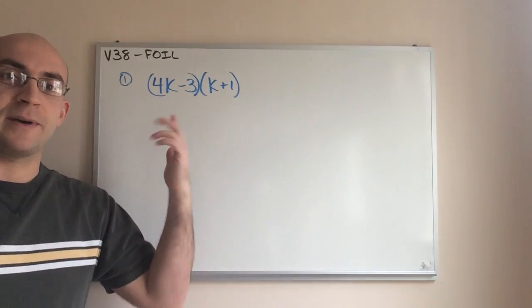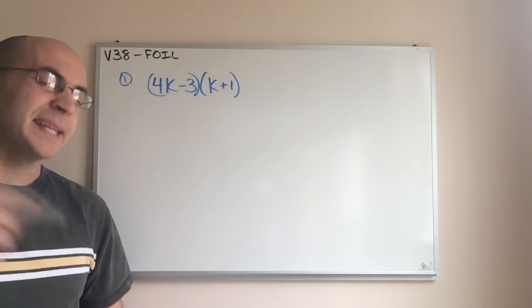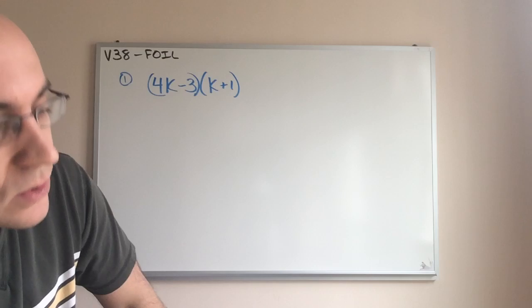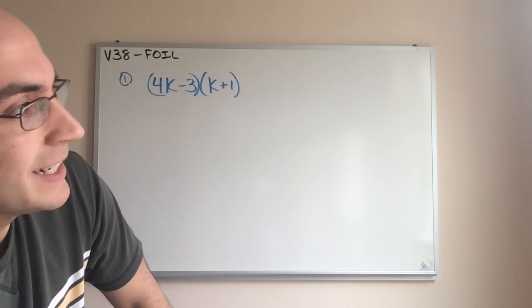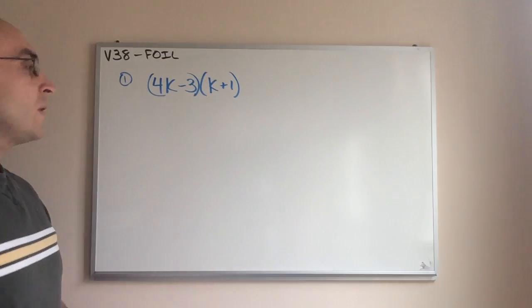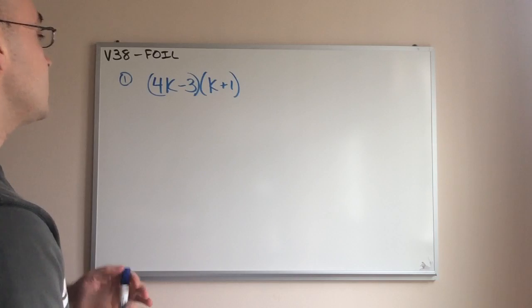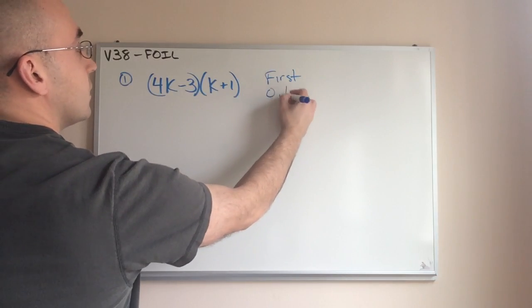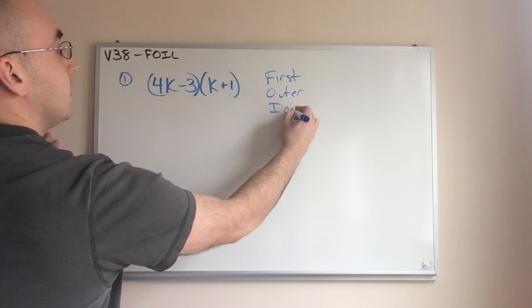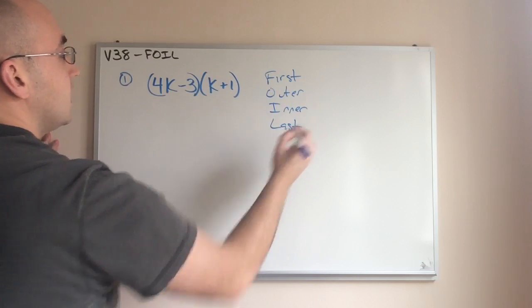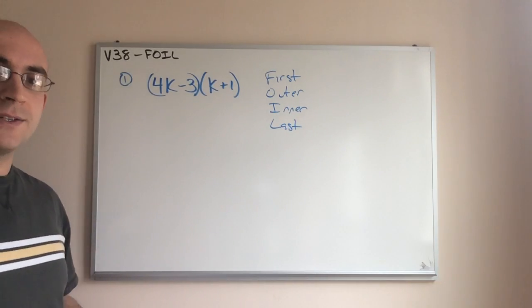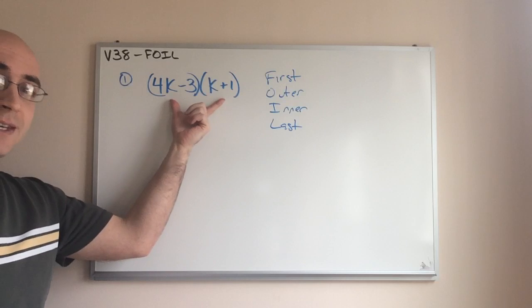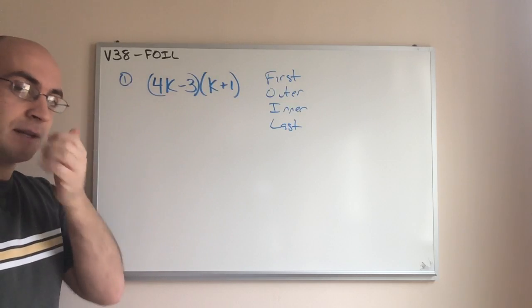Now, the first thing we're going to talk about is FOIL. We talked about it a little bit over the course of the week before we went back, but we're going to get into it for sure now. FOIL, if you recall, stands for first, outer, inner, and last. And it is a method for us to multiply these two binomials together.